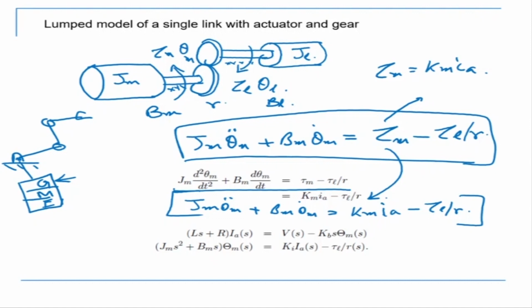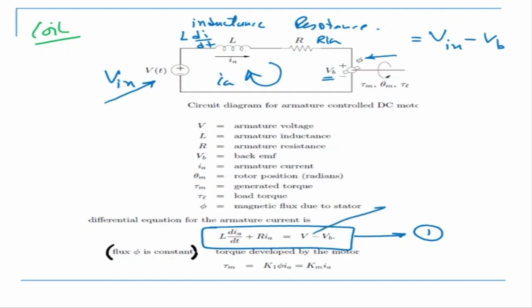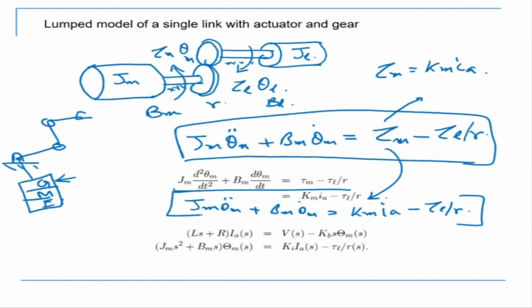Okay, now taking the Laplace transform of the first equation. So I take the Laplace transform of this equation. So what do I get? I get L s plus R into Is, which is equal to Vs minus Vbs. This can be Vm, we can call it, or this is the voltage in, or Vi. Okay, so this is what we get. So this is my first equation that I'm getting. Ls plus R into Ia is equal to V. This is the first equation I'm getting.